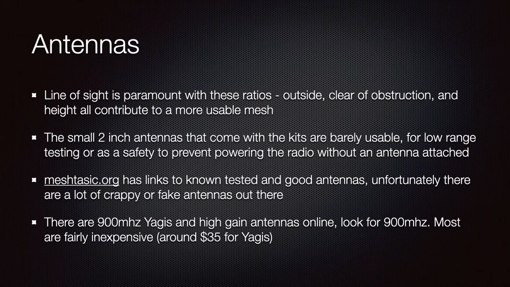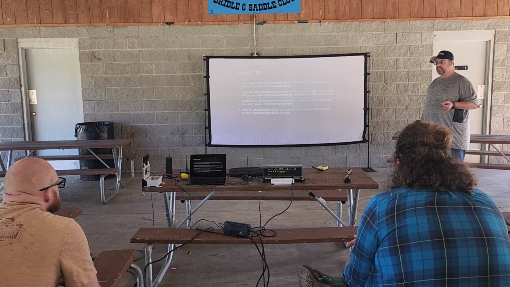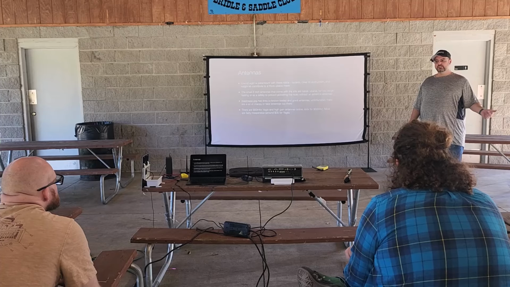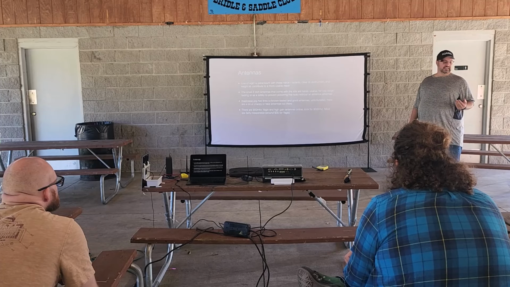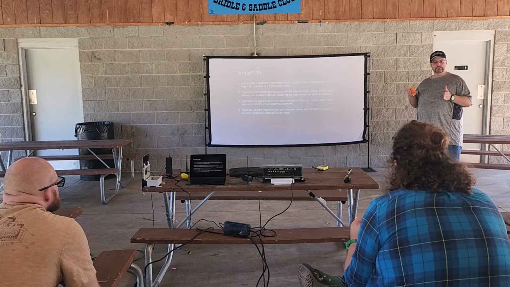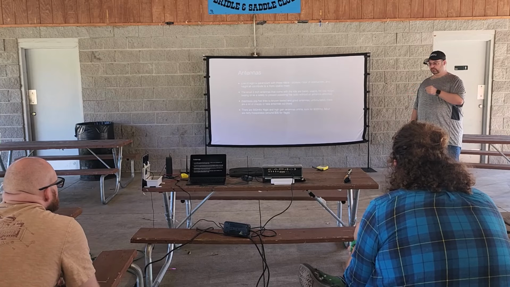You really need a better antenna on them. Meshtastic.org has some links to known good and tested antennas. There are a lot of crappy ones out there. There are a lot of mislabeled ones, where they'll take a Wi-Fi antenna and label it for Meshtastic. Your better bet is to look for antennas that actually say 915 megahertz, not Meshtastic, especially because in Europe, Meshtastic uses 850 megahertz. Alpha actually says it's a 915 megahertz antenna, and that seems to be the one that's on most of our solar nodes out here.